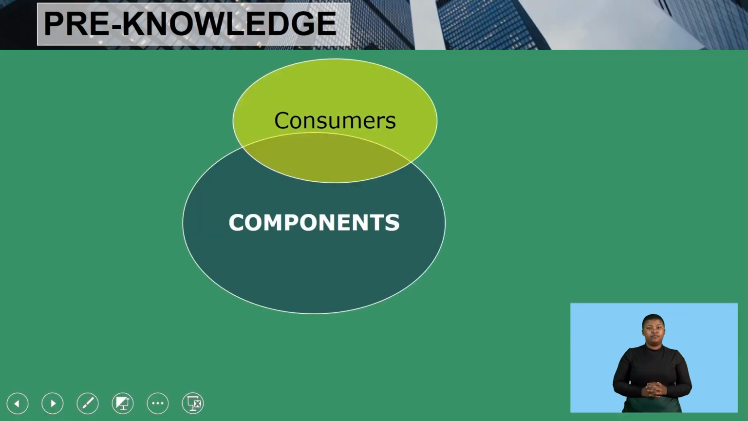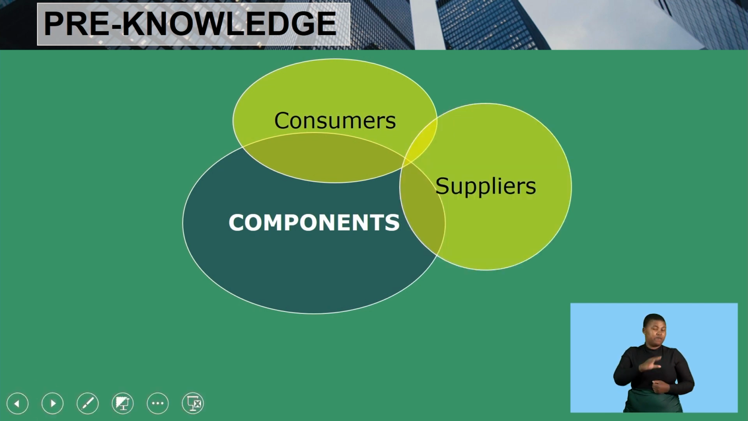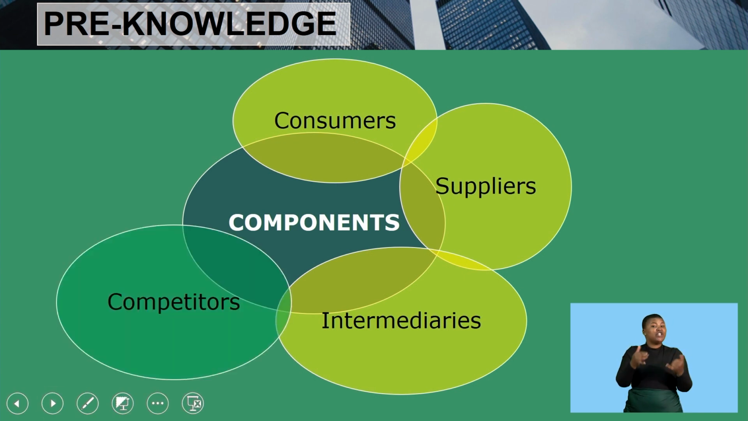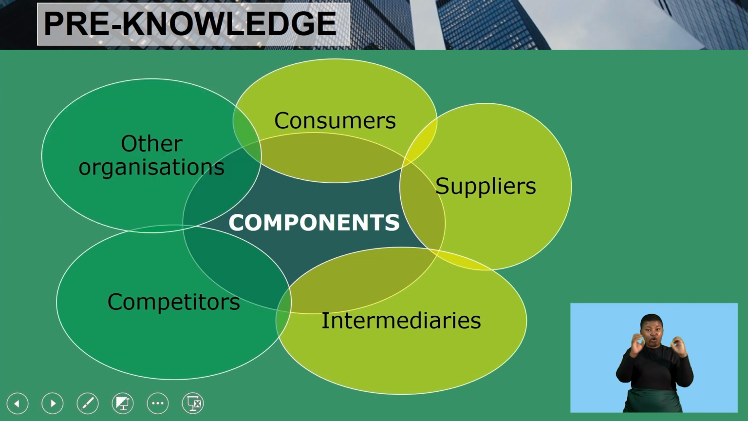Then you should already also know the components of the market environment, our consumers being the first one. Then, of course, our suppliers and our intermediaries. These three should already be familiar to you. Now, in today's lesson, we are going to focus on the last two components, and those are the competitors and the other organizations. All right, so let's have a bit of practice with our pre-knowledge.